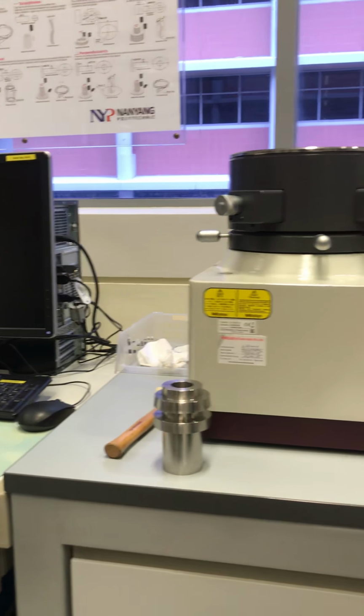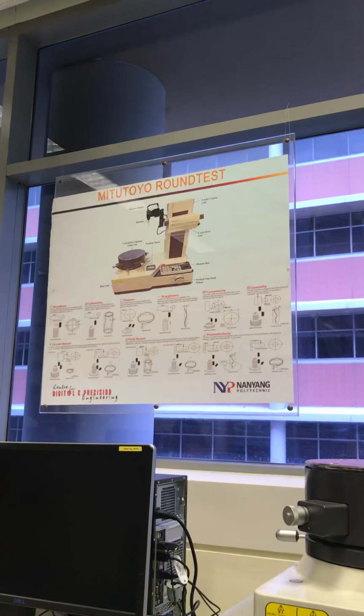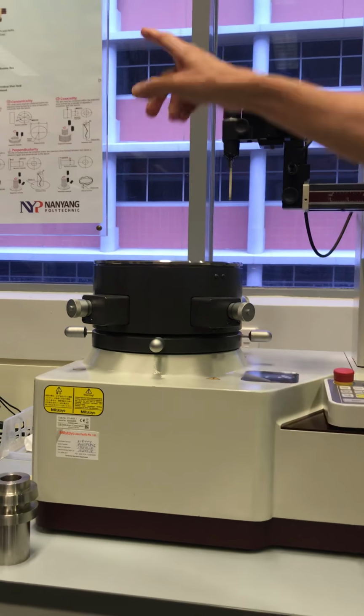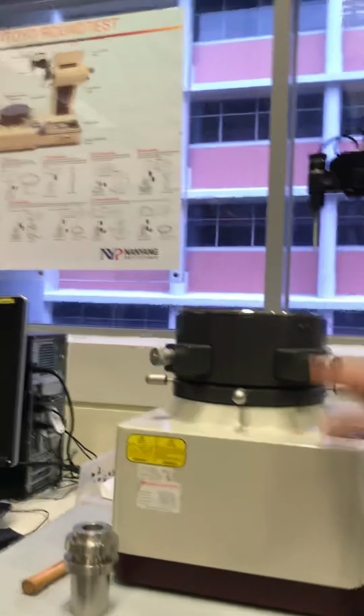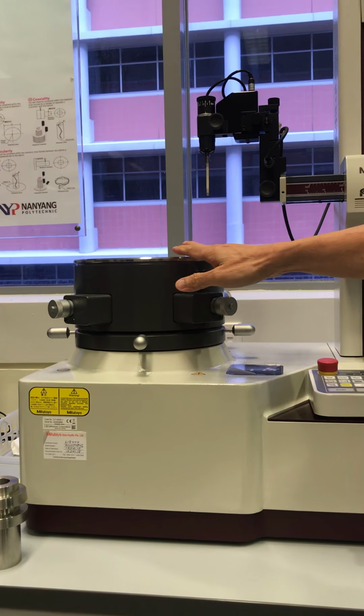Okay, so this is called the roundness machine from Mitutoyo, Roundtest. So this is the base. Okay, all the parts of the machine are there. So this is the base, and this is the rotary table.